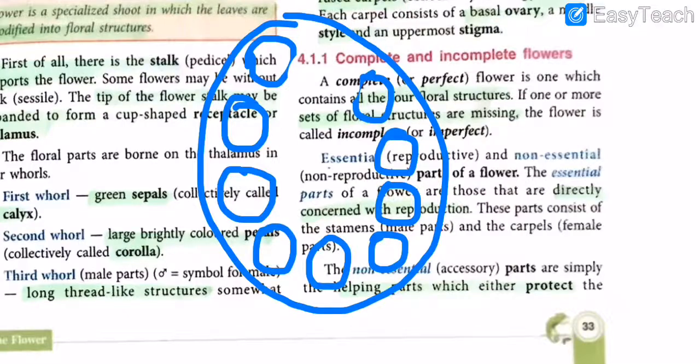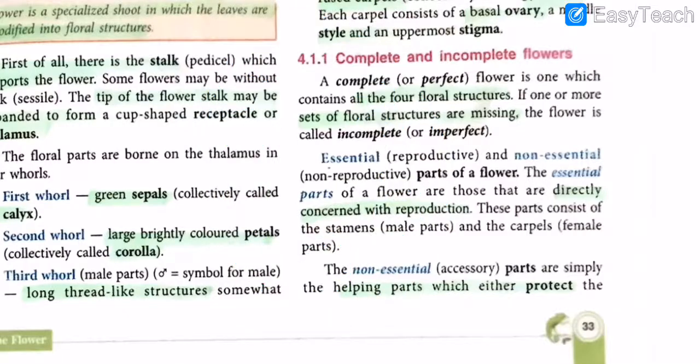Alright. Now, essential or reproductive and non-essential or non-reproductive parts of a flower. The essential parts of a flower are the reproductive structures, right? Because if we call the flower the reproductive part of a plant, it's very clear that the reproductive part of the plant will be the most prominent of all, right? So therefore the most essential part of a flower is the gynoecium and the androecium.